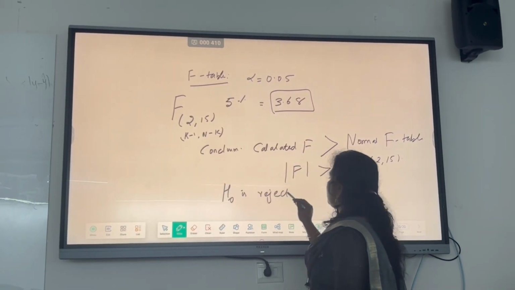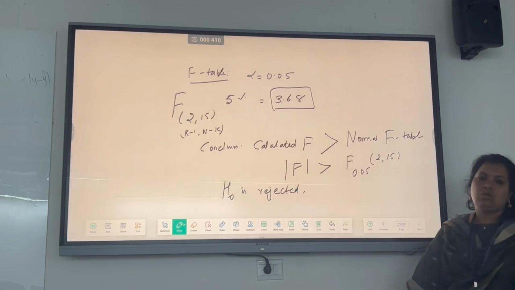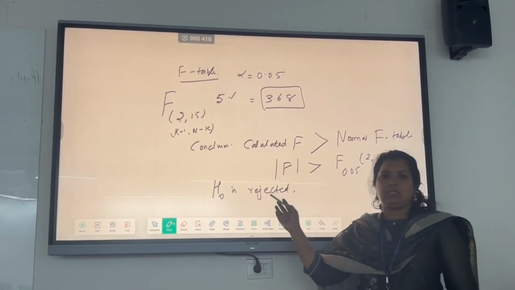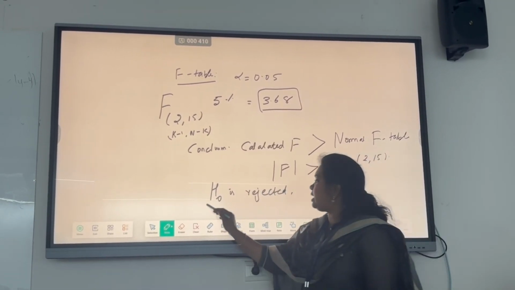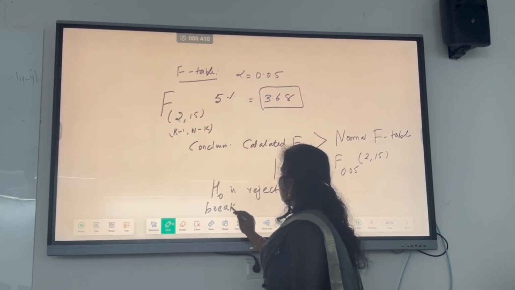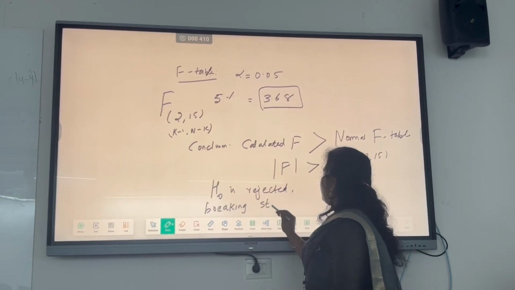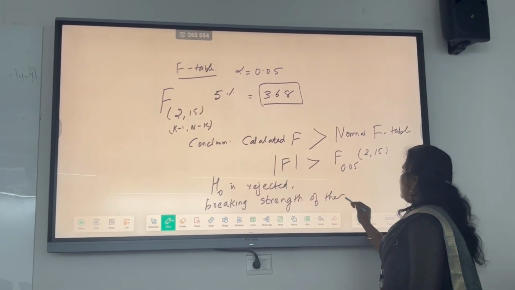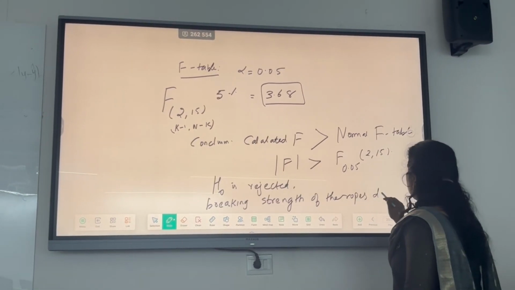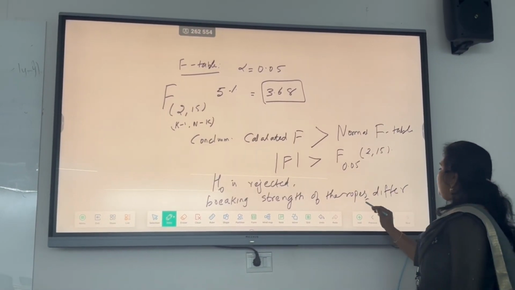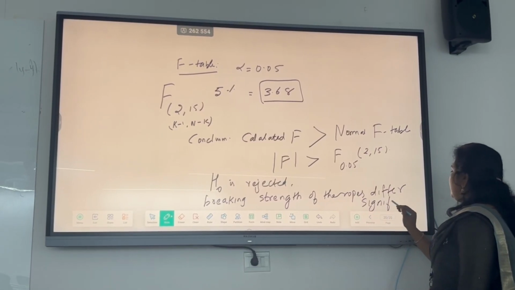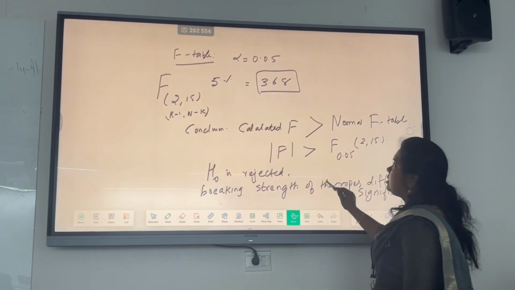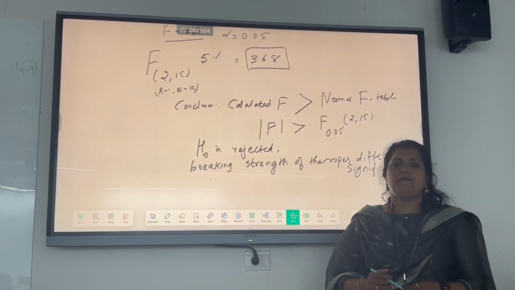So the breaking strength of the ropes differs significantly. So this is the conclusion of the problem.